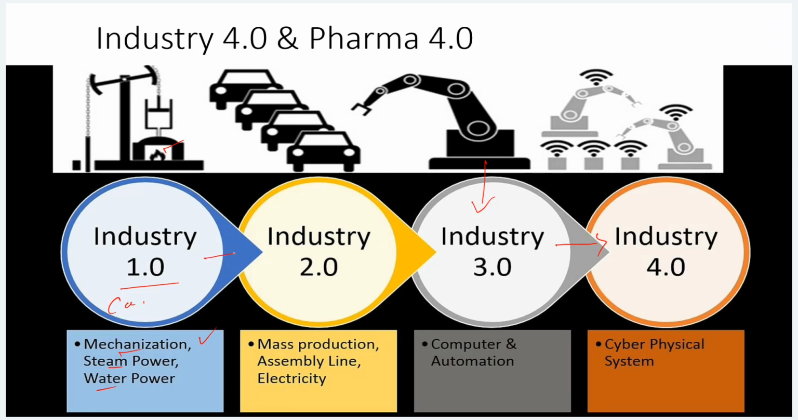After that, we used electricity. You may have already seen nowadays trains run on electricity only, which is faster. Because of that, we have mass production, faster mass production. Products are going to be produced faster as compared to the previous one. That was industry 2.0.